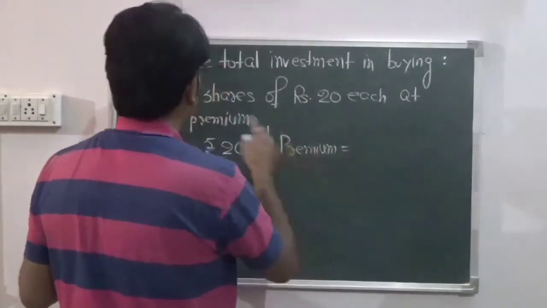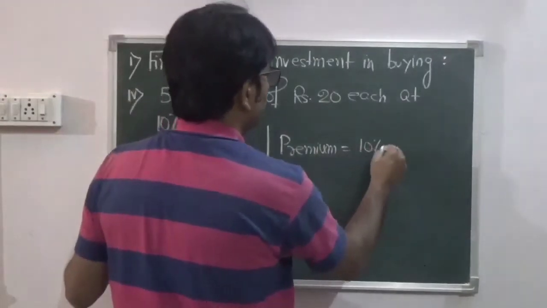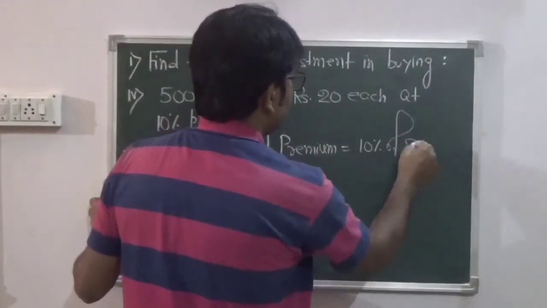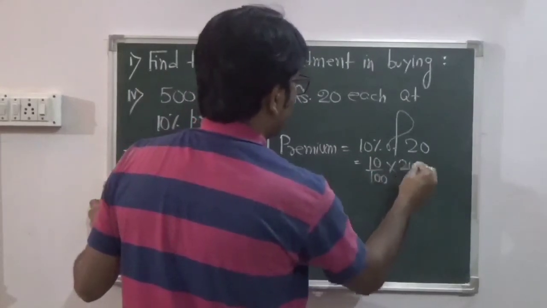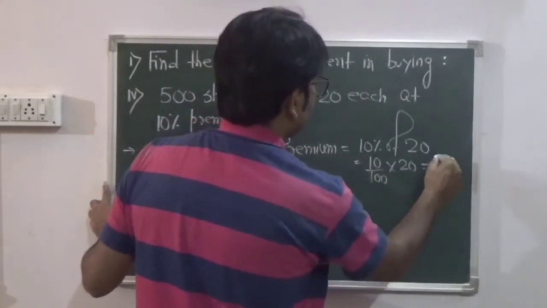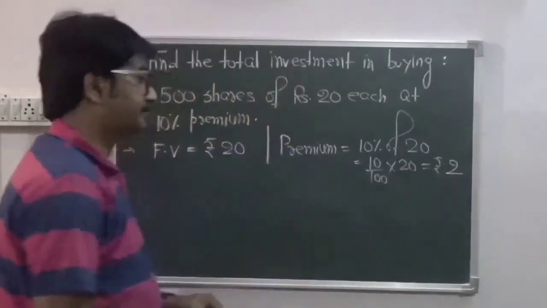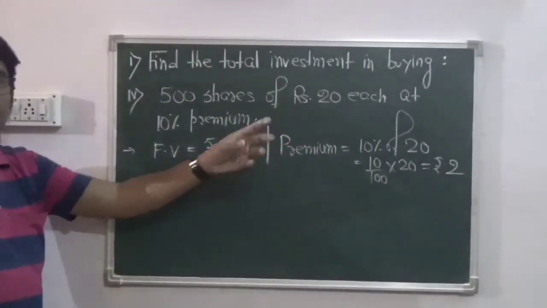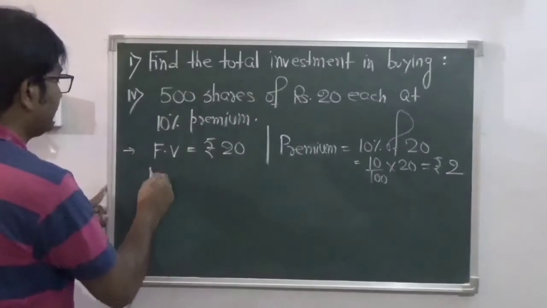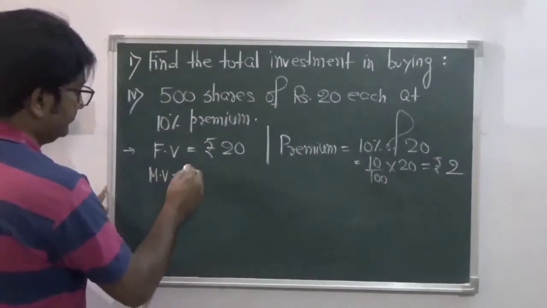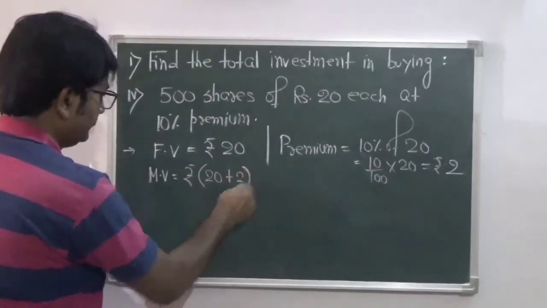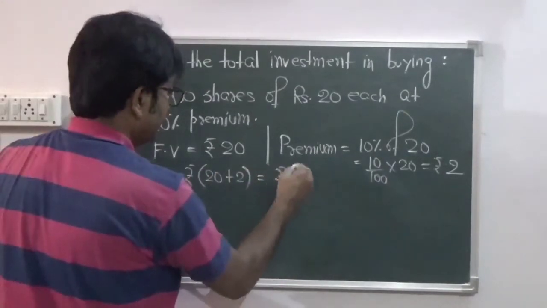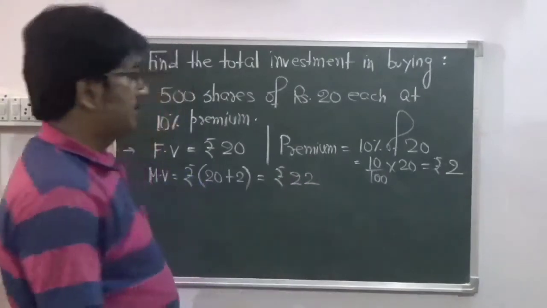Premium equals 10% of rupees 20, that is rupees 2. So the premium is now rupees 2. So what is the market value? It is rupees 20 plus 2 equals rupees 22. So hopefully it is clear.